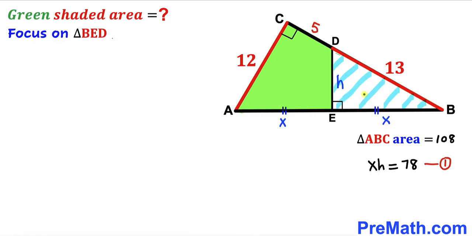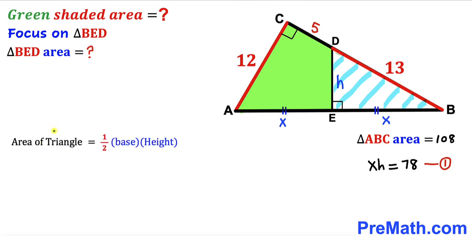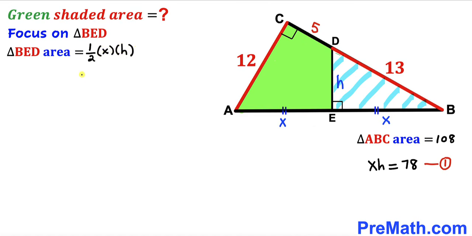Now let's focus on this triangle BED. And we are going to calculate the area of this triangle BED. And now let's recall once again the area of a triangle formula. Area equals a half times base times height. And in our case, the base of this triangle is x. The height of this triangle BED is lowercase h. So therefore the area of this triangle BED is going to be a half times x times height h. So therefore the area of this triangle BED is going to be x times h divided by 2.